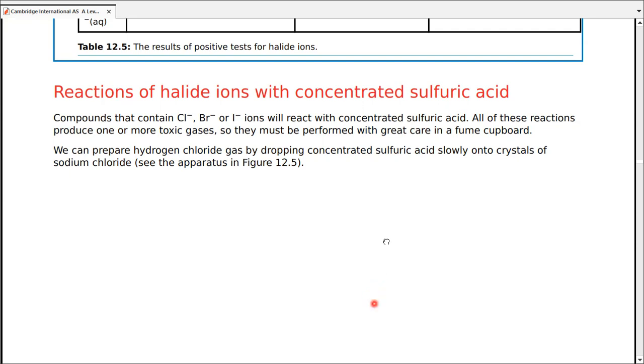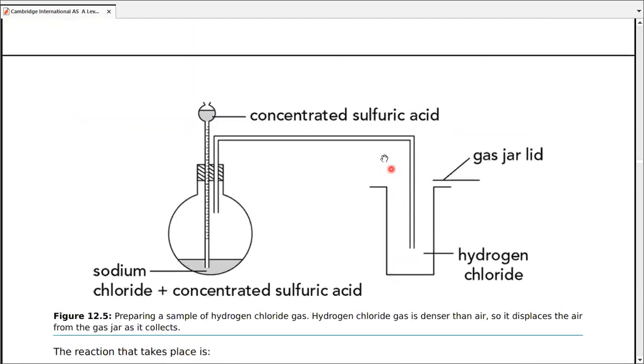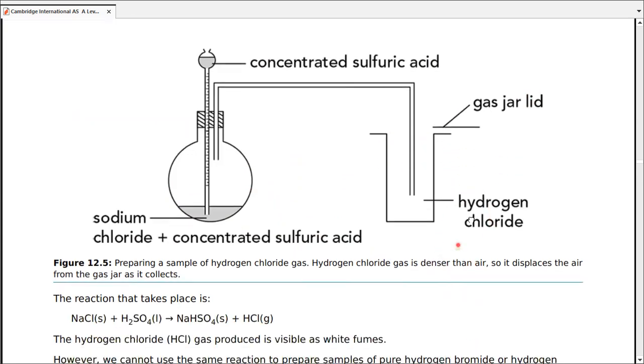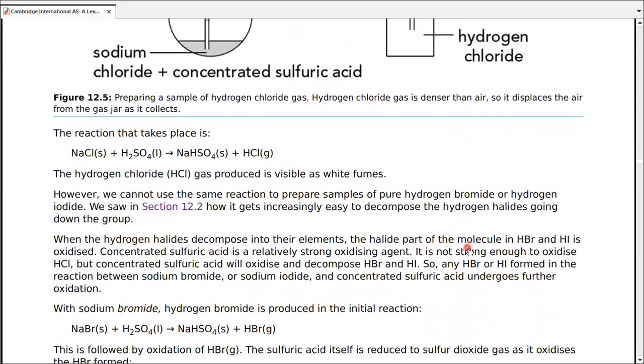So onto the crystals of sodium chloride. What happens? Concentrated sulfuric acid goes onto the sodium chloride through a big long special funnel for the purpose of our safety. So of course you can see the whole thing. Then there is a gas jar, and we can collect hydrogen chloride on the other side. This is what the reaction gives: it produces NaHSO4 and hydrogen chloride. And the hydrogen chloride produced is visible as white fumes.